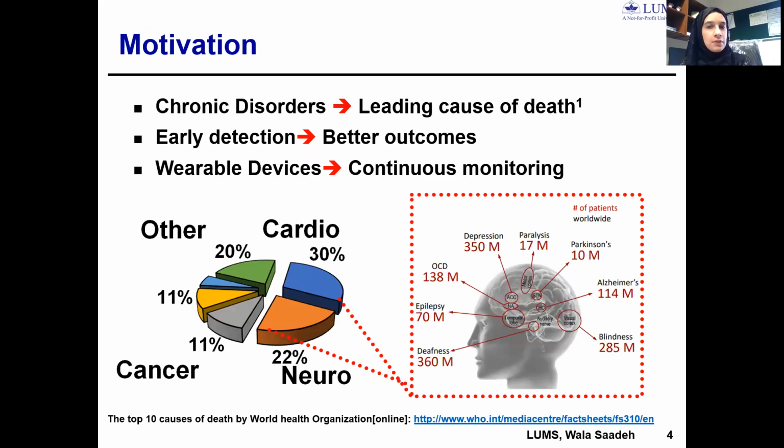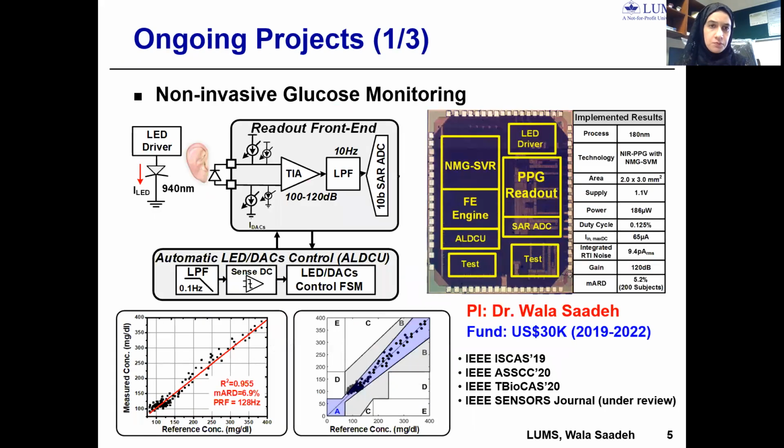Chronic diseases are basically still the leading cause of death worldwide. And how can we solve or mitigate this issue? My research aims to develop early detection solutions by providing biomedical devices that allow continuous monitoring and help the patient to get better outcomes, whether they are suffering from cardiovascular diseases, neurological disorders, or even cancer. We can contribute to find a solution for that.